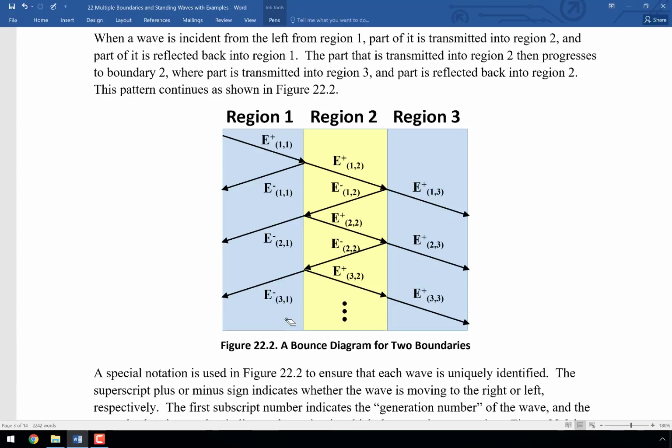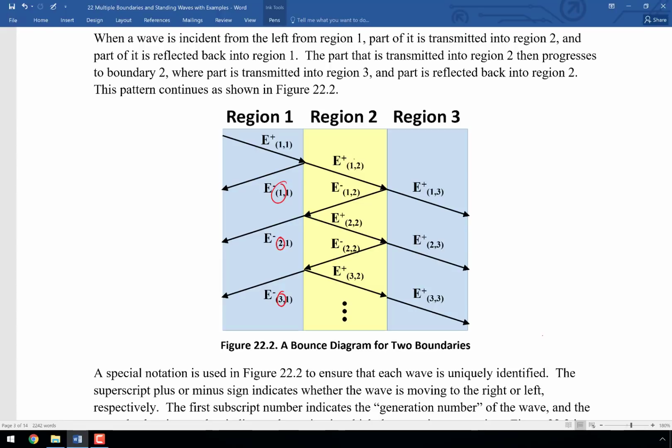And I say generation because, of course, here you can see that we're going to have a first generation wave, but then as it progresses through, it's transmitted and then it bounces and then it's transmitted. We get a second generation wave in the same region going in the same direction, and then we get a third generation wave and so forth. If we didn't have that generation number, it would be impossible to tell those three waves apart from each other.